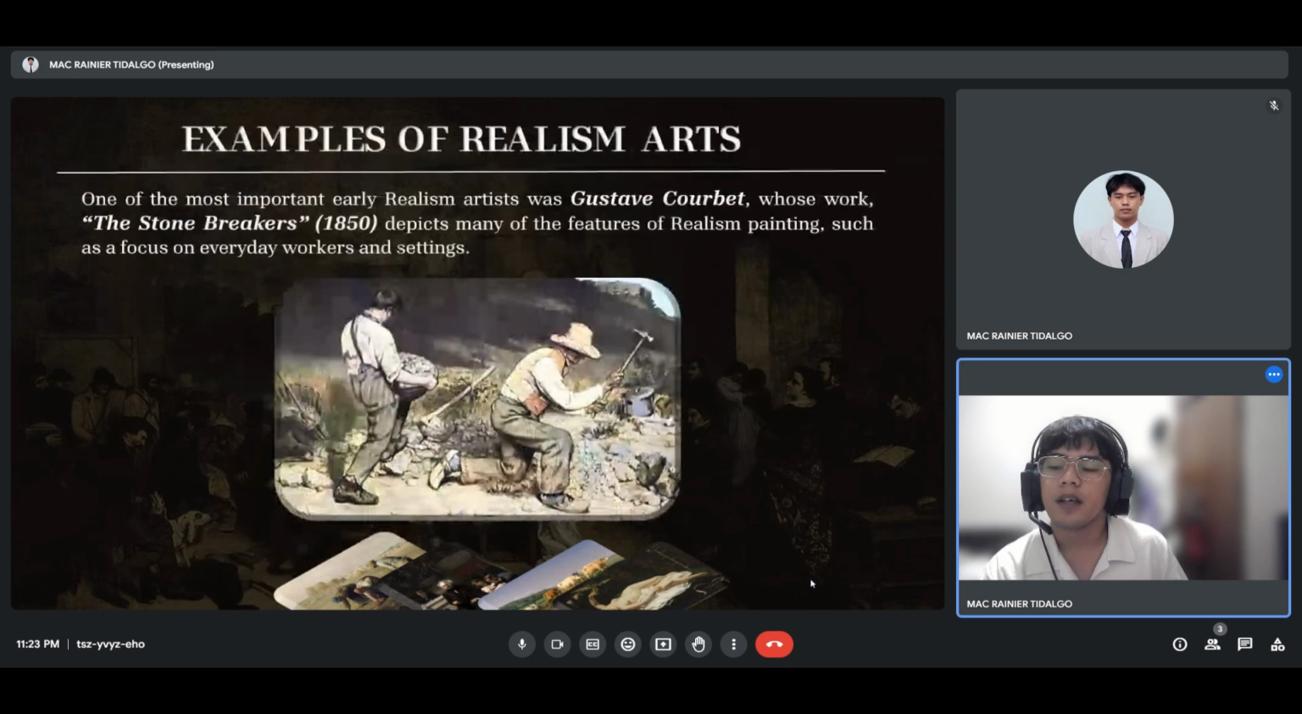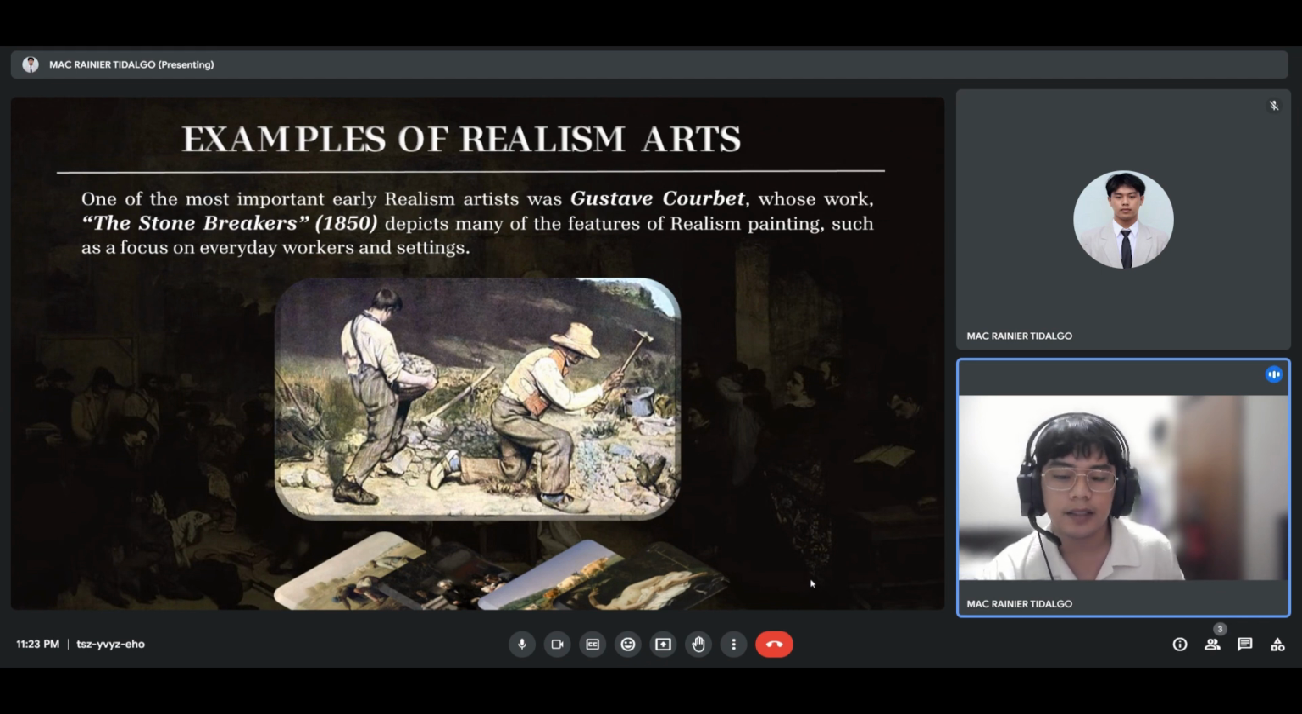The first one is by one of the most important early realism artists, Gustave Courbet, whose work The Stonebreakers in 1850 depicts many of the features of realism painting, such as a focus on everyday workers and settings. In this art, Courbet wants to show what is real, so he has depicted a man who seems too old and a boy who is still too young for such back-breaking labor. This is not meant to be heroic, it is meant to be an accurate account of the abuse and deprivation that was a common feature of mid-century French rural life.